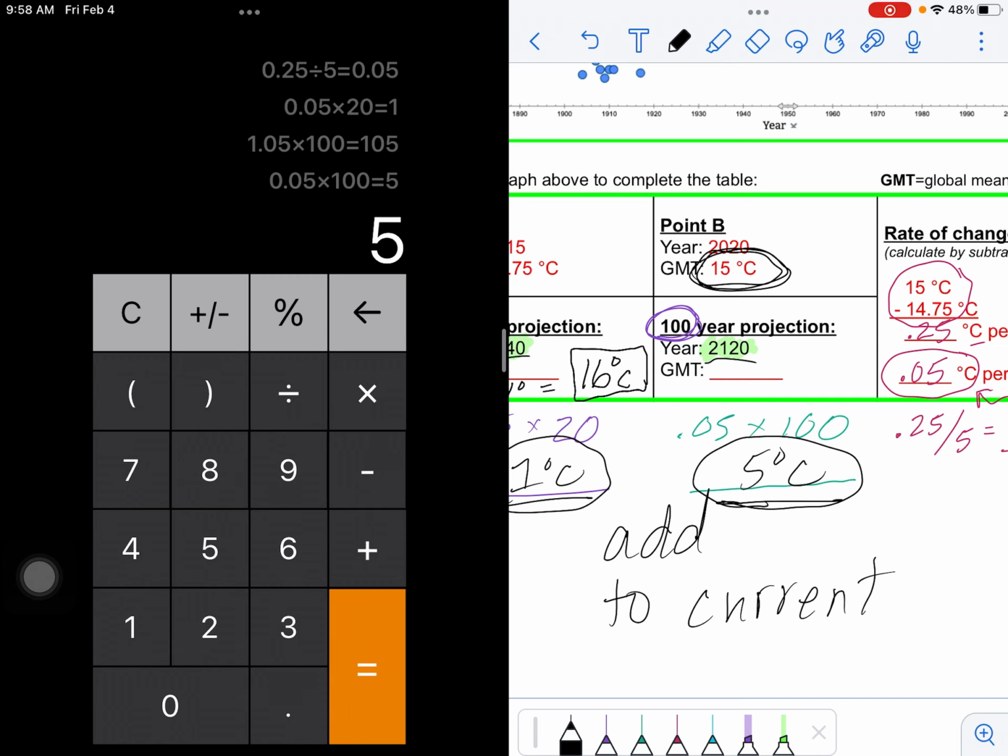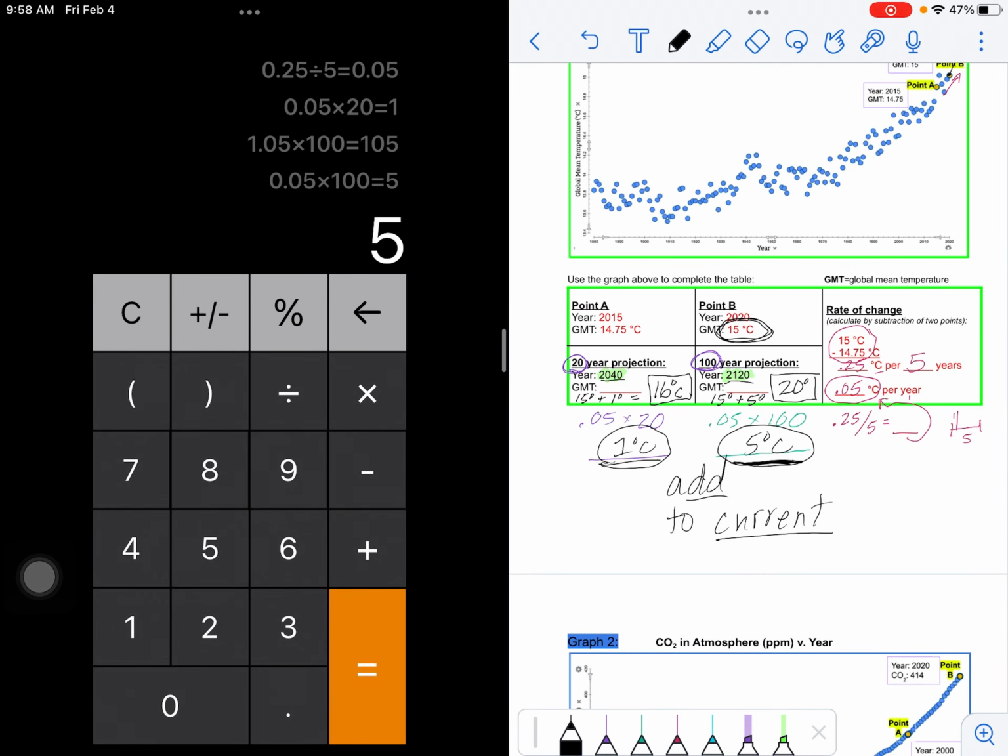Again here, I can't just plug in my 5 degrees of change. I have to add it to the current value. The temperature of the air in 2020 is 15 degrees. In 100 years, it will go up 5 more. That will be a total of 20 degrees Celsius.